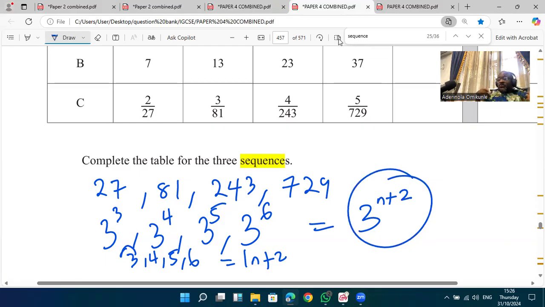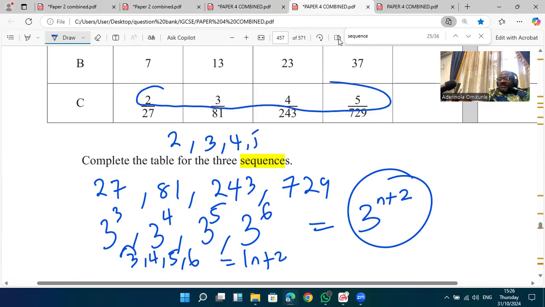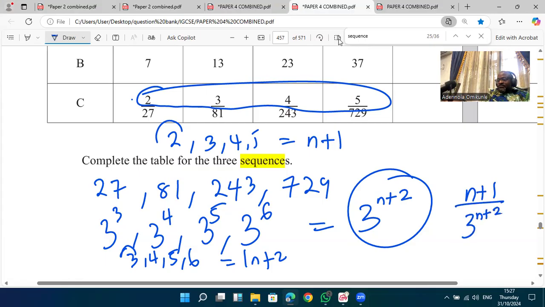Okay, so if you want to combine it with what we have in the numerator there, we'll go ahead and get the nth term of the numerator again, the 2, 3, 4, 5 here. It's a linear sequence, so that's n plus 1, because the number before this is 1. So that means the nth term of the fraction in general is n plus 1 over 3 to the power of n plus 2, and that will be it.